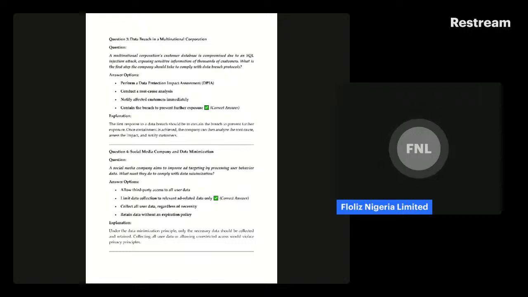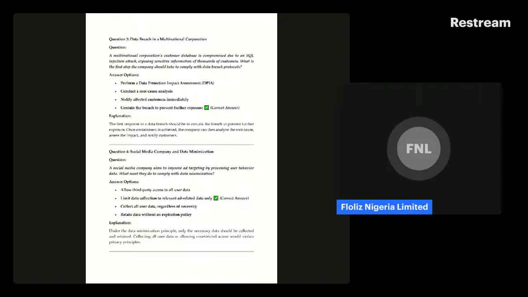It looks like the answer, but still may not be the most appropriate. Then notify affected customers immediately. See, still looks close to the answer, but the most appropriate answer is to curtail the breach to prevent further exposure. That's the most appropriate answer. So the first response to a data breach should be to curtail the breach. Yes, notifying customers is very important within 72 hours of becoming aware. Conducting a root cause analysis is also important, but the first and most important thing will be to curtail the breach to prevent further exposure. So some of these options may look close to the answer, so you have to take your time to be able to know which is the most appropriate.